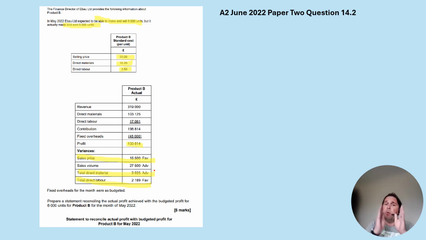As we said on the previous slide, we'll look at the gained or lost contribution, because if we sold more units, which is what would happen with volume if it was favourable, but it's adverse. We sold less units, we've lost contribution. The revenue, yes, but obviously that's not what we've lost, because we've also had to spend money to produce those products. We're not going to lose all of that, but we are going to lose the contribution. What we need to do is prepare a statement reconciling the actual profit with the budgeted profit for 6,000 units for product B for May 2022.